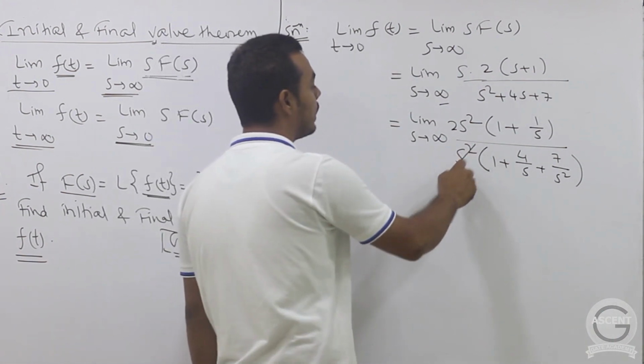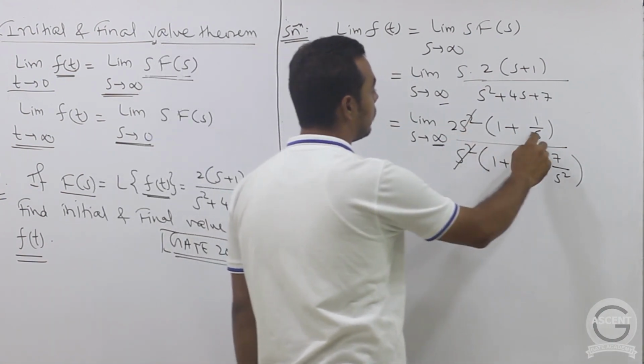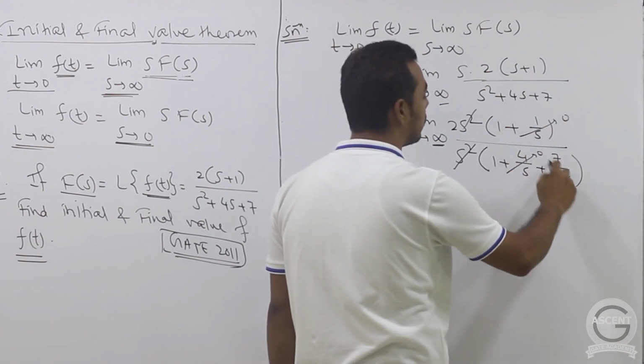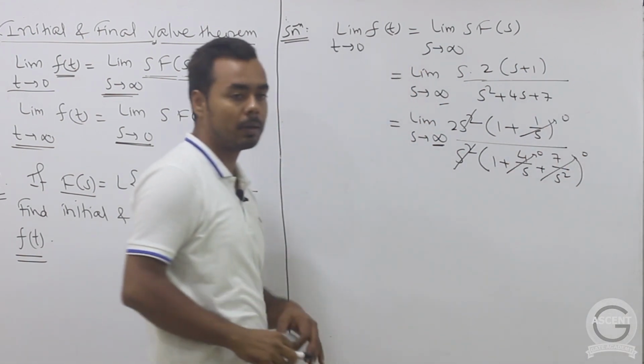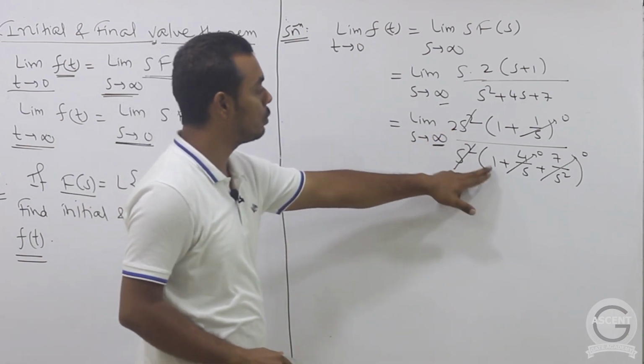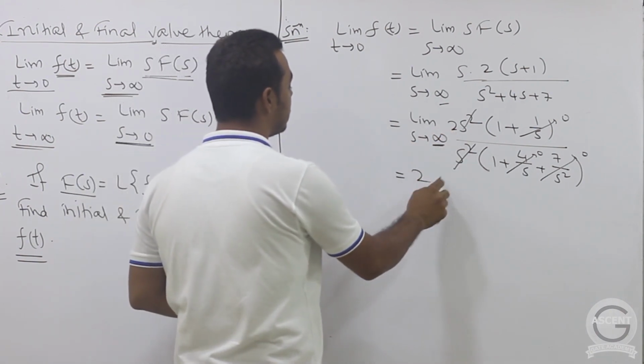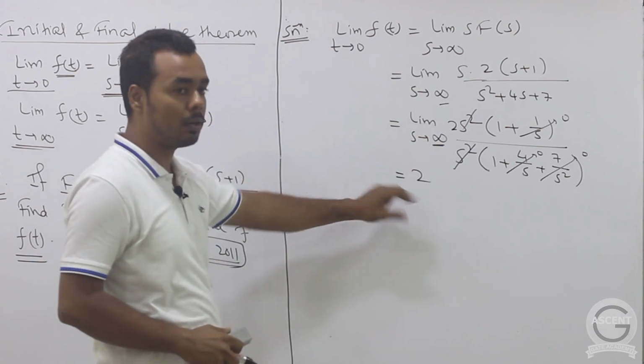Now this s square will cancel. If s is approaching infinity, 1 by s will be 0, 4 by s will be 0, and 7 by s square will be 0. So finally you will get 2 by 1. So this means the initial value of f(t) will be 2.